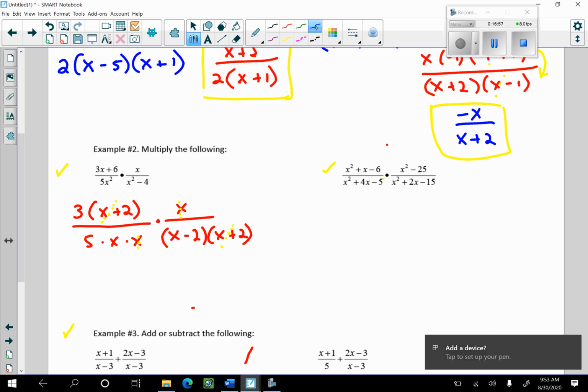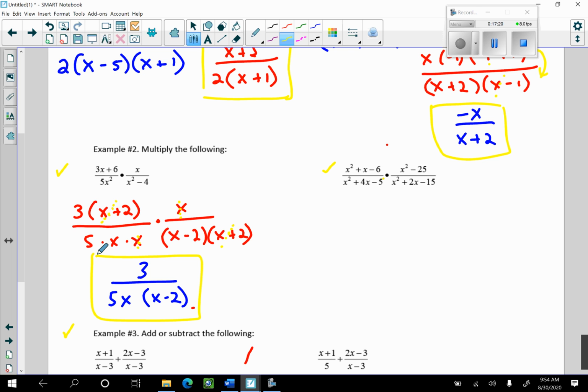All I have left on top is this guy right here. I have 3 is all left on top. What do I have left on bottom? I have 5x times x minus 2. And that's it. That's this guy. I cannot reduce anymore. And that's the product of these two fractions right there.